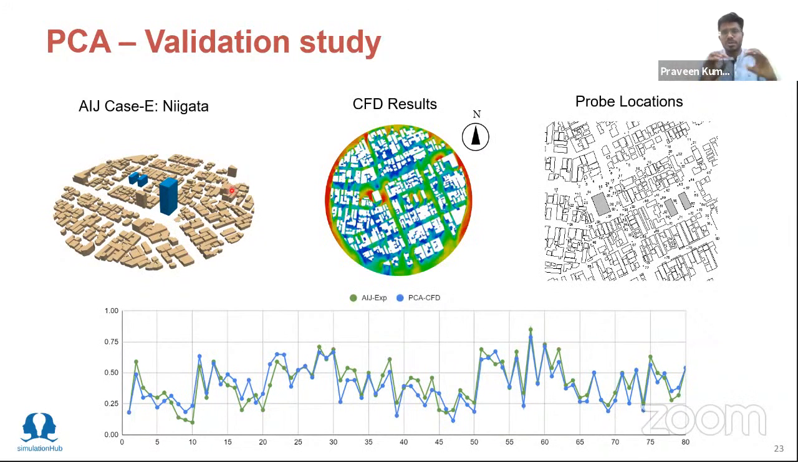The surrounding buildings are also modeled as blocks, and we have done this validation study for a number of wind directions. What I'm showing you is for the north wind direction. You can see around 80 probe locations, for which the experimental wind data is available. The normalized data is plotted in the graph shown here. The blue curve is the SimulationHub PCA CFD generated data, which is pretty close, approximately in alignment with the experimental values.